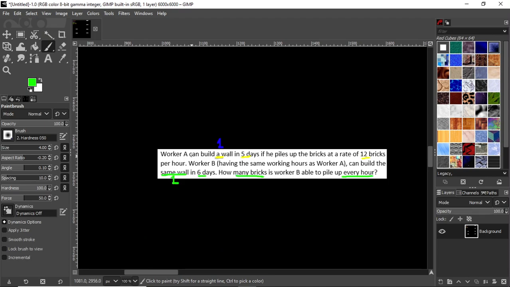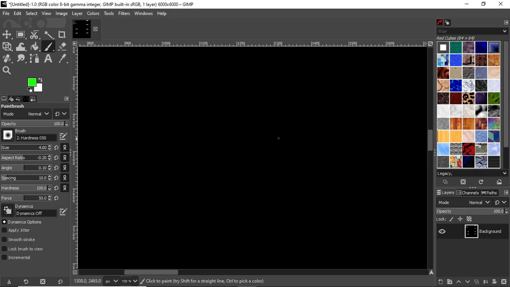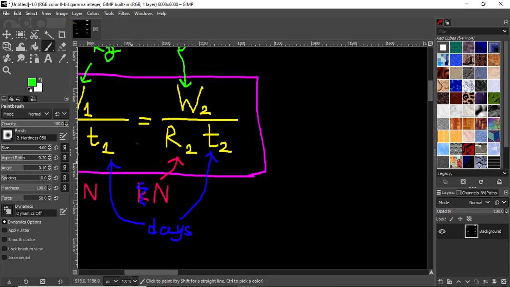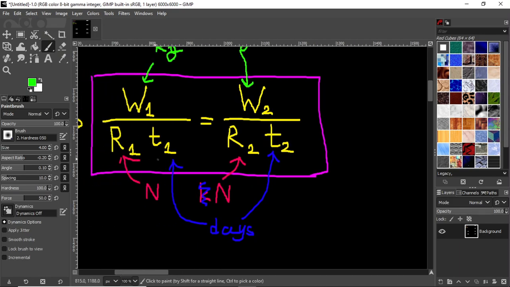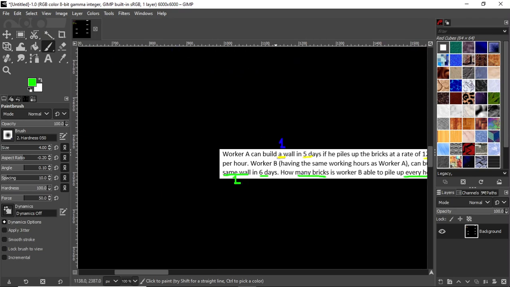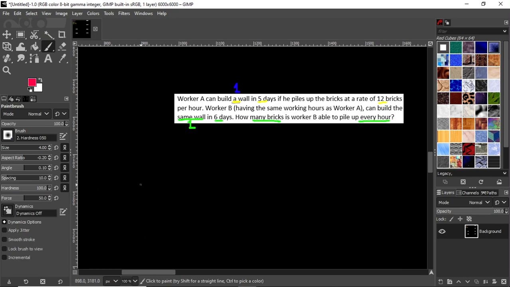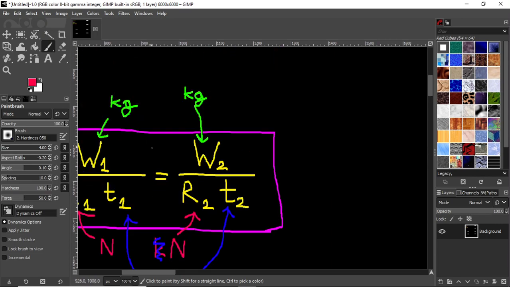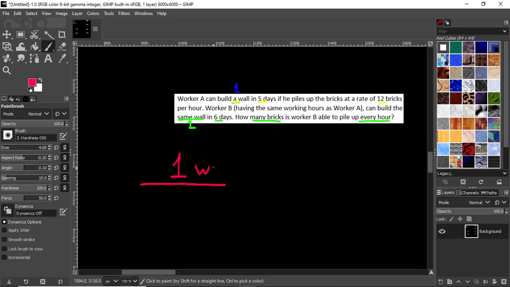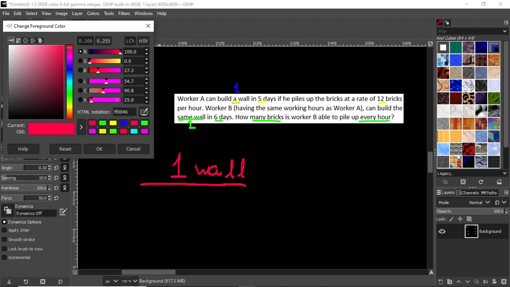All right, so first let me solve this using our formula. As you can see, W1 divided by the product of R1 and T1 equals W2 divided by R2 and T2. So let's set this up. We have W1 first, so we can just put 1 here, because as I said, the units just have to be the same on both sides, but it doesn't matter what sort of units we use. There's no SI unit restriction or anything like that. Even 1 wall, the unit wall, is completely valid. The work done is 1 wall.